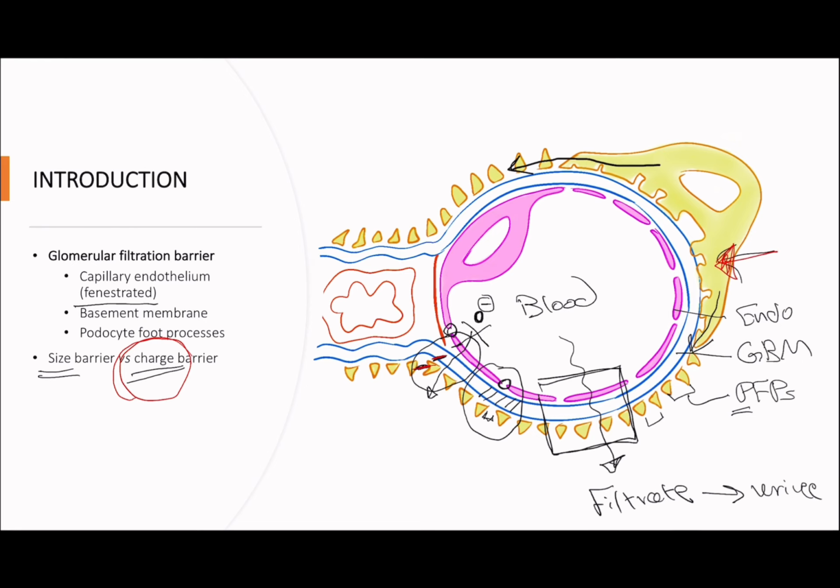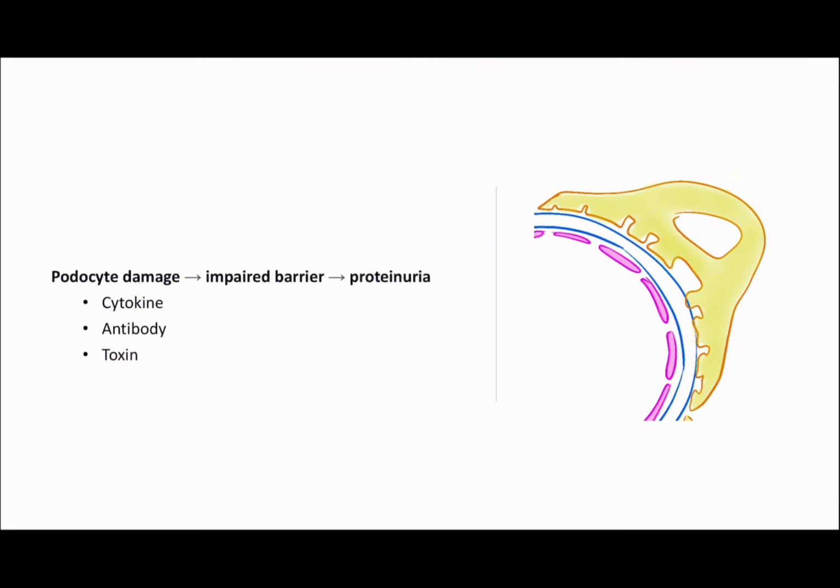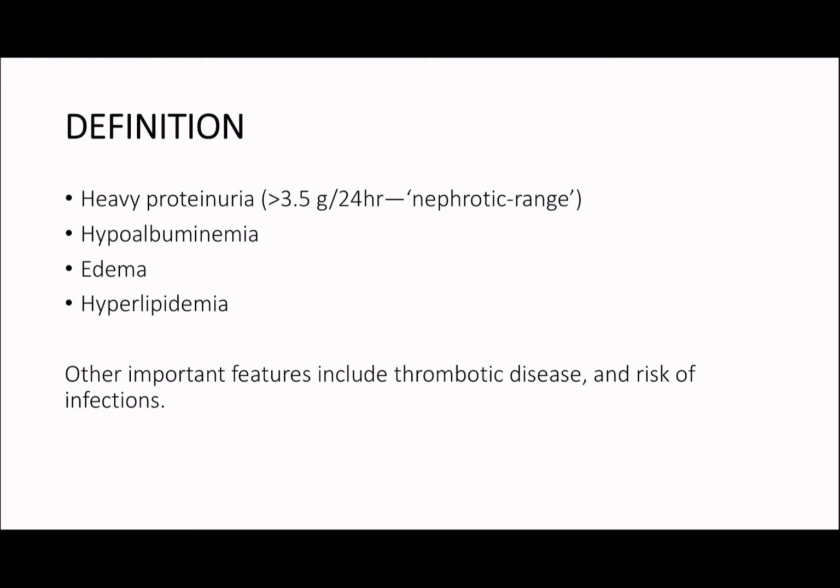Diseases of the podocytes are central to the pathogenesis of nephrotic syndrome. Many causes of the nephrotic syndrome are now thought to be due to abnormalities of or injury to podocytes, and these are called the podocytopathies. Now, podocyte damage can be mediated by cytokines, antibodies, toxins, but regardless of the etiology, damage to the podocytes results in impaired filtration barrier. And this, in turn, leads to leakage of protein into the urine, and this is called proteinuria.